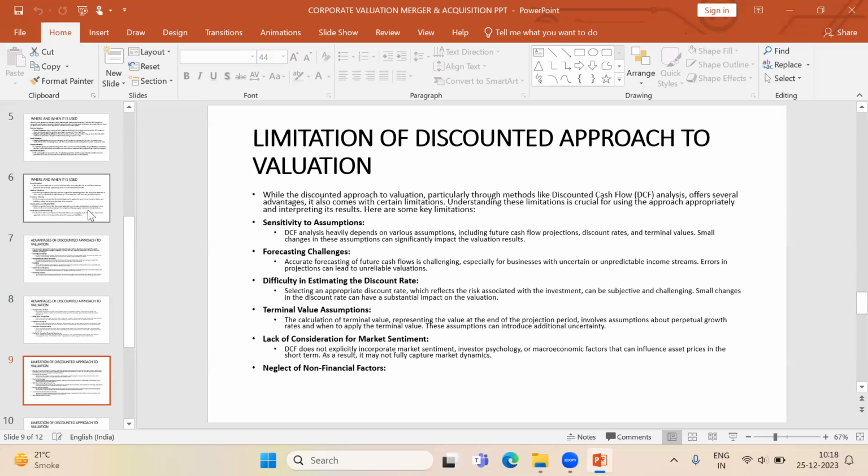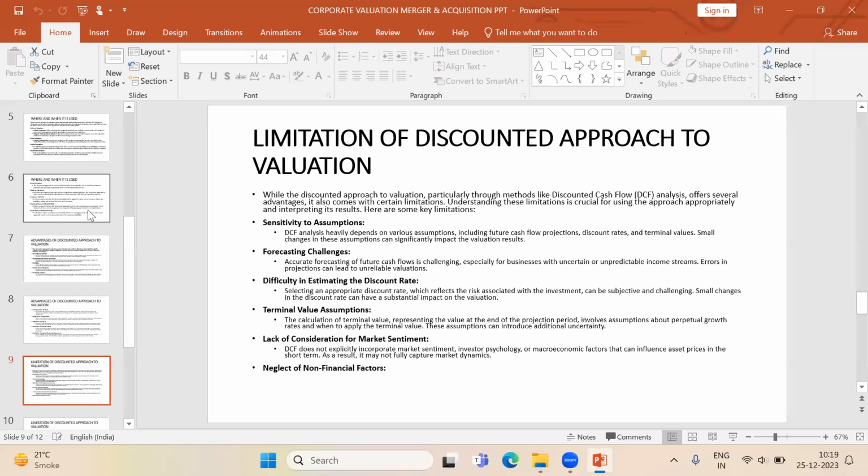While the discounted approach to valuation, particularly through methods like discounted cash flow analysis, offers several advantages, it also comes with certain limitations. Understanding these limitations is crucial for using the approach appropriately and interpreting its results. Here are some key limitations. Sensitivity to assumptions. DCF analysis heavily depends on various assumptions, including future cash flow projections, discount rates, and terminal values. Small changes in these assumptions can significantly impact the valuation results.